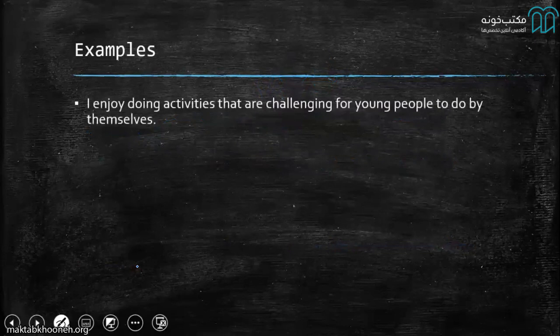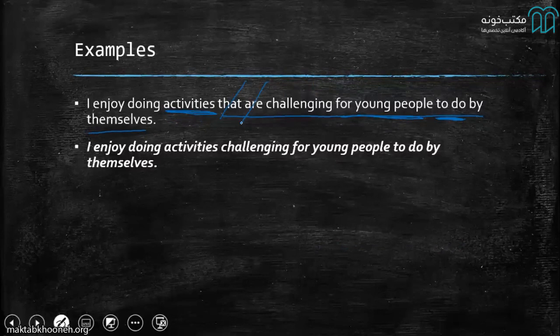I enjoy doing activities that are challenging for young people to do by themselves. So activities is the noun that I want to modify or talk about: that are challenging. Now, I could say that are too challenging, but I'm just using a normal adjective. Again, I have that for somebody to do something. To change it, it's very easy. I'm just going to remove the that and the are, and it's going to become: I enjoy doing activities challenging for young people to do by themselves.